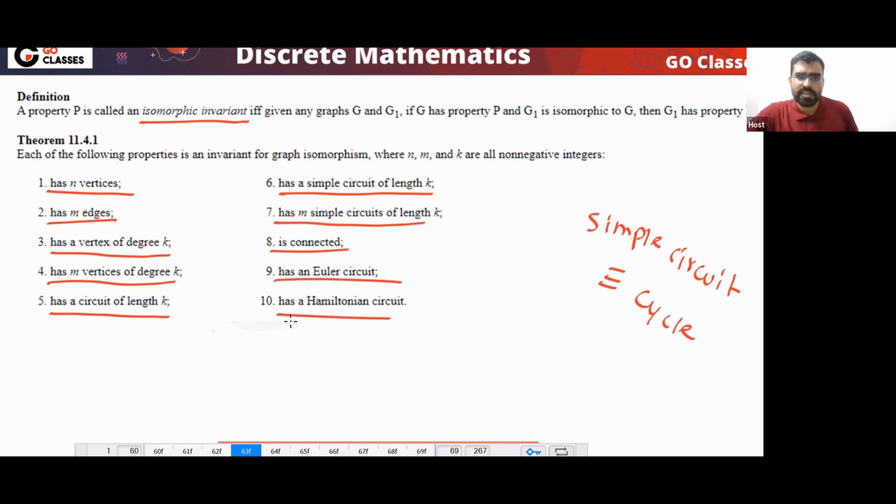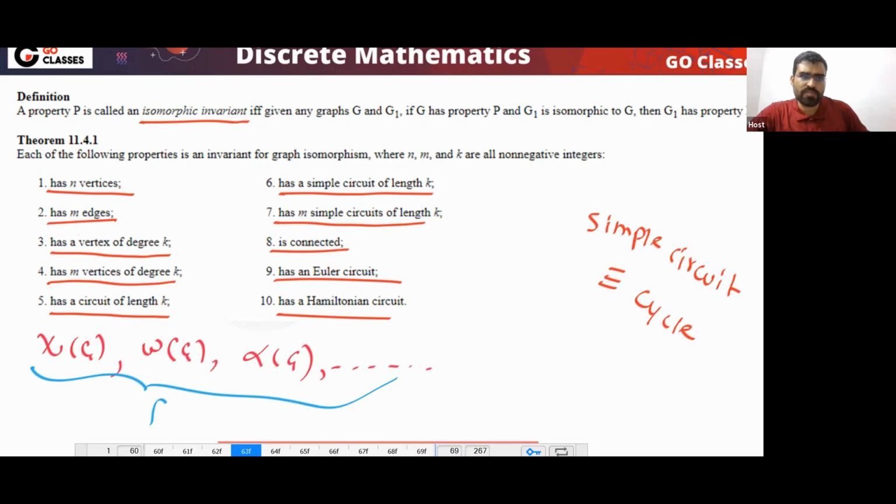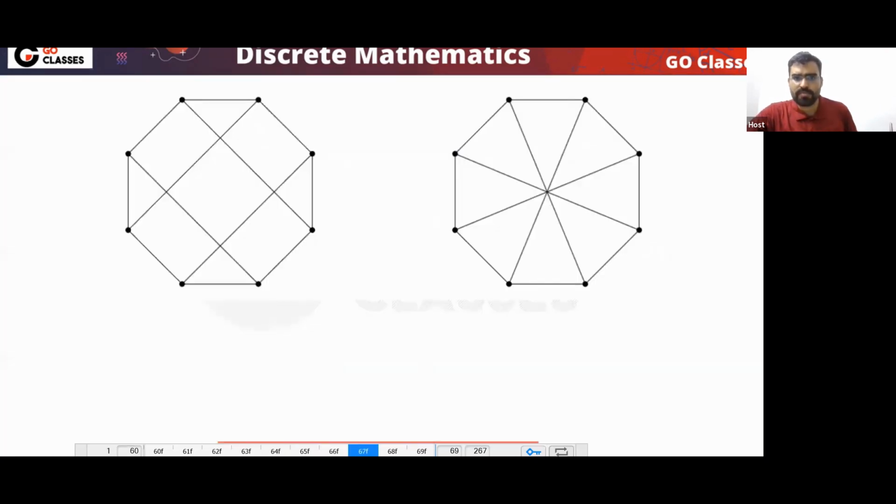These things we will study. There are many others like coloring number, omega number, independent number. We will study these concepts in the future. But the point is that these concepts are also graph invariants. They must be the same for two isomorphic graphs.